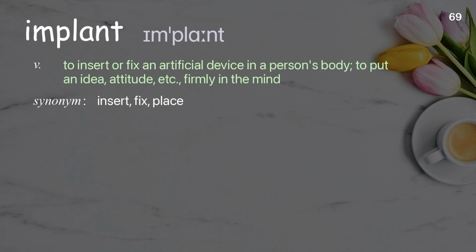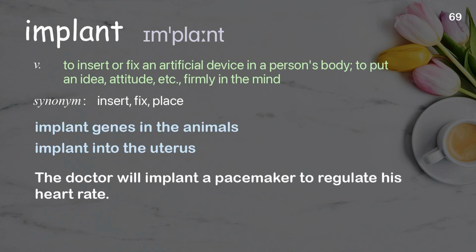Implant. To insert or fix an artificial device in a person's body, to put an idea, attitude, etc., firmly in the mind. Examples: implant genes in the animals, implant into the uterus. The doctor will implant a pacemaker to regulate his heart rate.